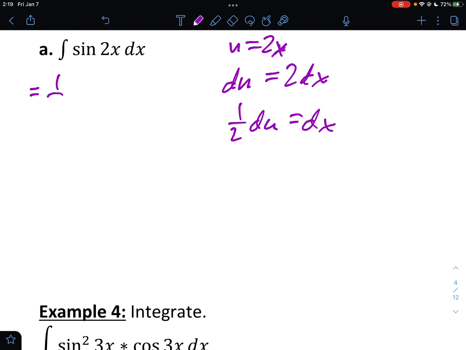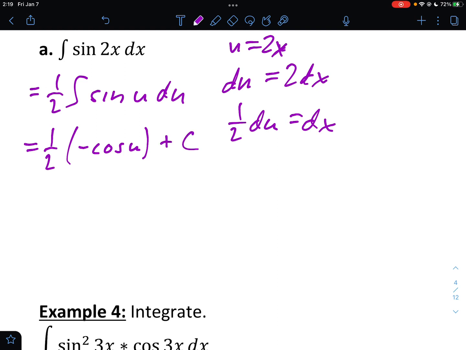So this is going to be 1/2 sine. I replace 2x with u, and I replace the dx with 1/2 du, so it's du, the 1/2 on the outside. Taking the antiderivative of sine is negative cosine plus c. Resubstituting, I get negative 1/2 cosine 2x plus c.